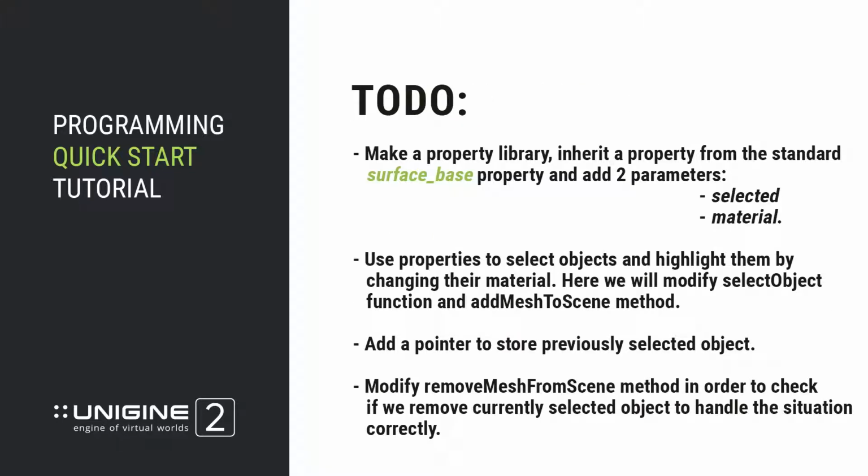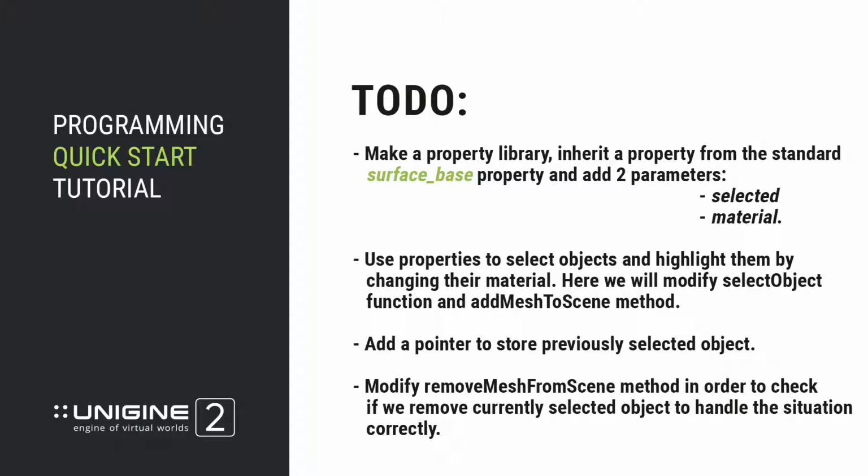In our project, we're going to make a property library, inherit a property from the standard surface-based property, and add two parameters. Selected, to indicate if the object is currently selected and we must highlight it, and material, to store the name of material assigned to the surface of the object in order to reset it when selection changes.